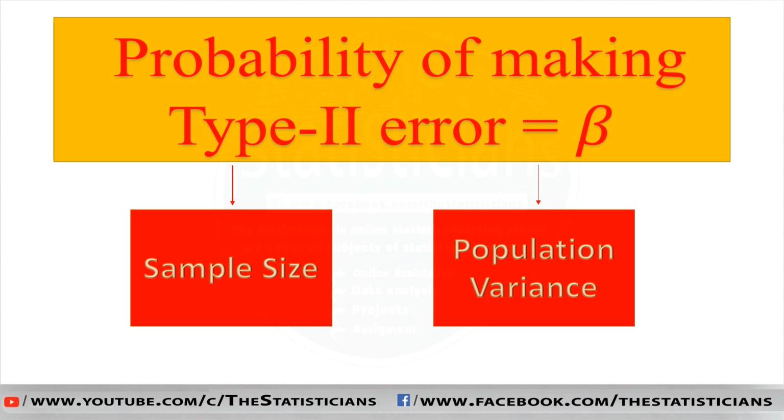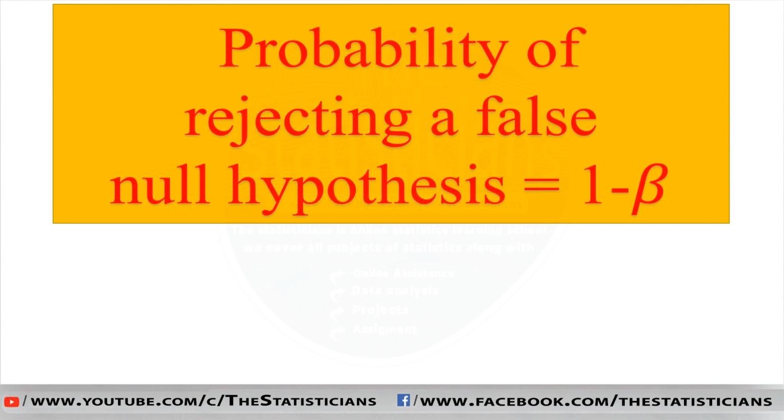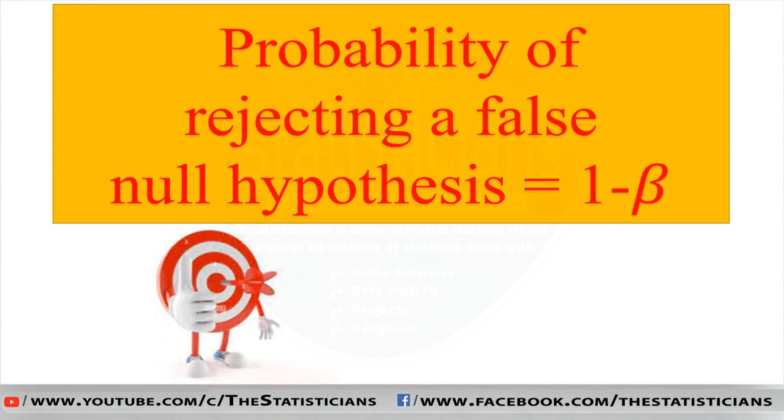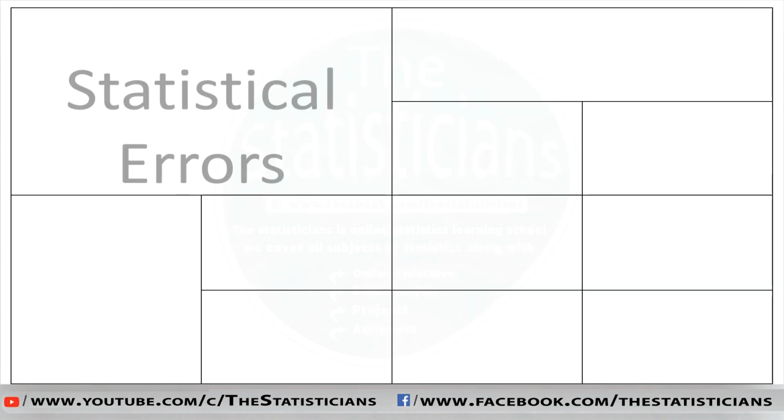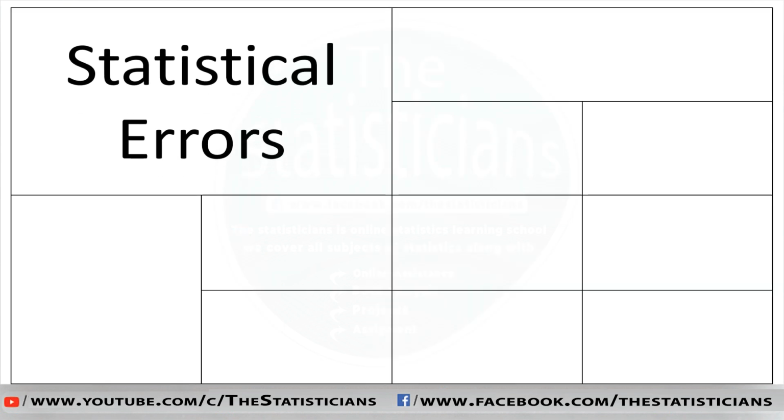Here it is important to mention that the probability of rejecting a false null hypothesis is equal to 1 minus beta. This is the researcher's goal, to reject a false null hypothesis. Therefore, 1 minus beta is called the power of the test. Generally, researchers increase the power of the test by increasing the sample size. This is the common table which statisticians usually use to summarize the types of errors.